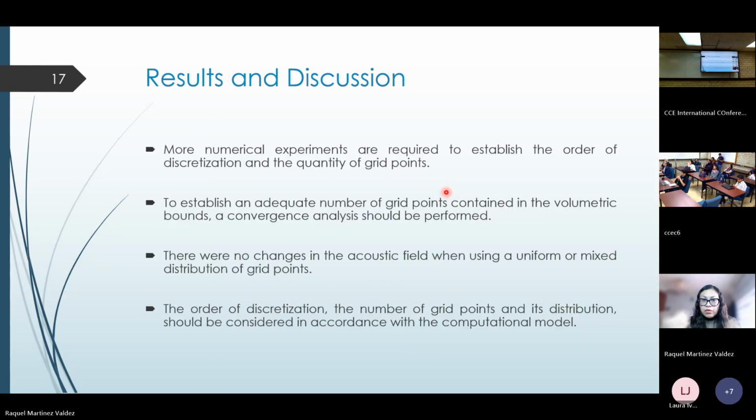So we need to make more numerical experiments to establish the order of discretization and the quantity of grid points. Also, we need to establish an adequate number of grid points containing the volumetric bounds. Following a convergence analysis, we notice that there is no change in the acoustic field when using a uniform or mixed distribution of grid points, and the order of discretization, the number of grid points, and its distribution should be considered in accordance with the computational model in development.